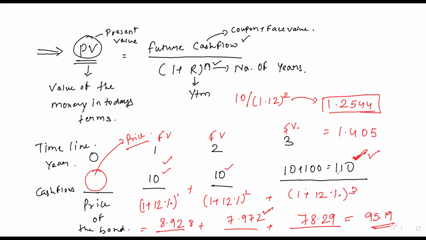Correct, 95.1918. Very good. 95.19. Yes, VM, you need to take 110 because in the third year, with the final coupon, you are also getting the face value. So you need to take 10 plus 100, that is 110 divided by 1.12 to the power 3. 95.19 is what we are getting, right?